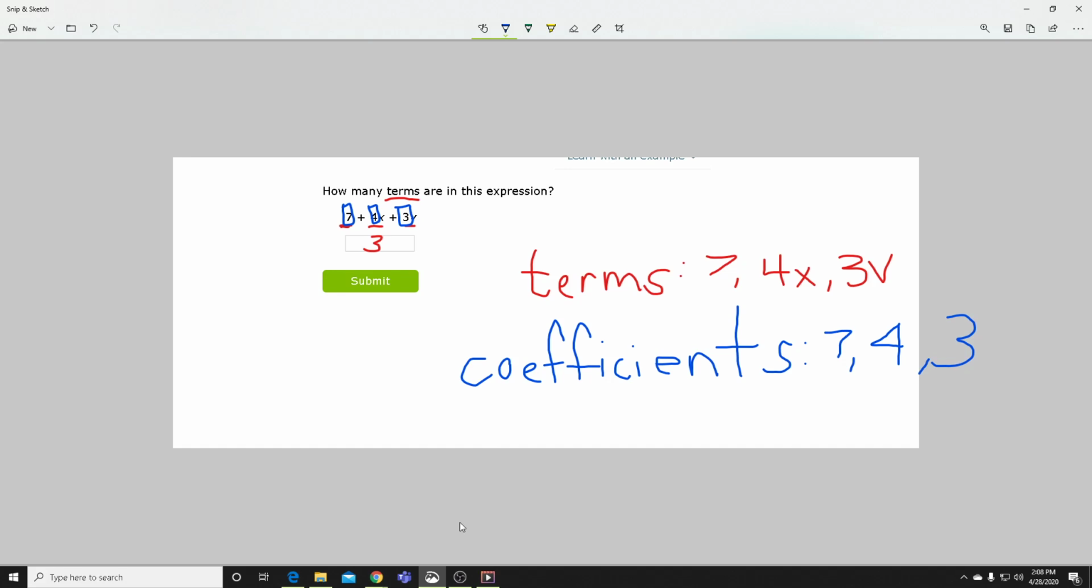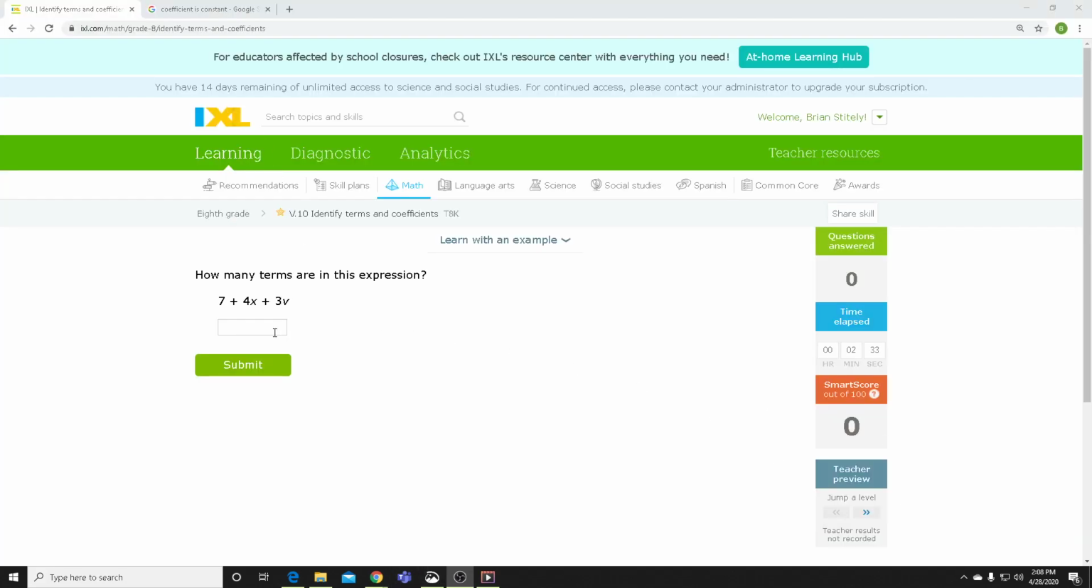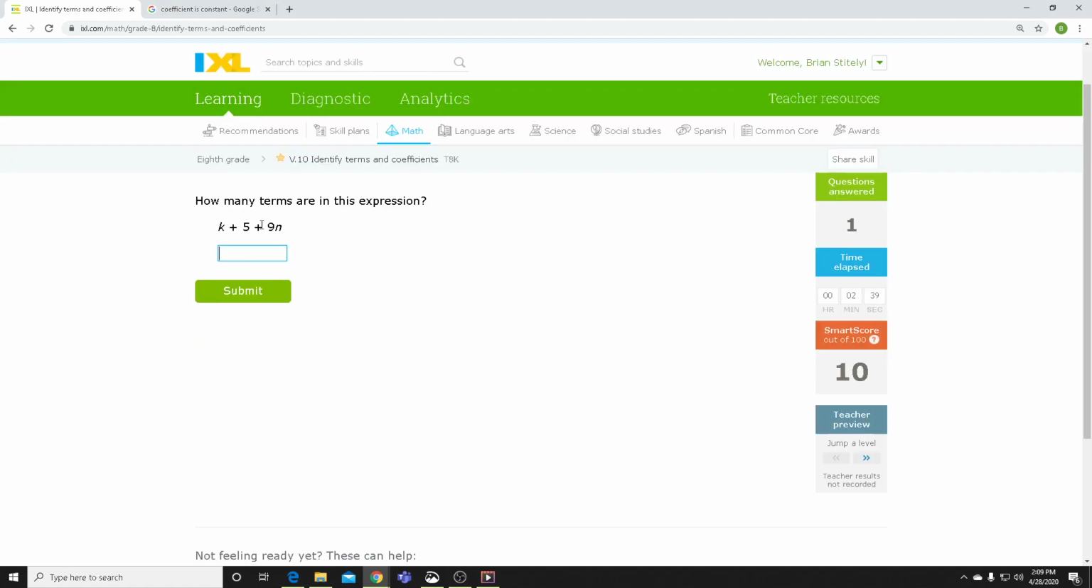Okay, so let's take a look at another example. How many terms are in this expression? Go ahead and pause the video, try it out. Welcome back. You should have gotten 1, 2, 3 terms in this expression. How many terms are in this one? 1, 2. Hopefully you're getting the idea of that. So I'm going to skip ahead to some of the other types of questions you'll see.